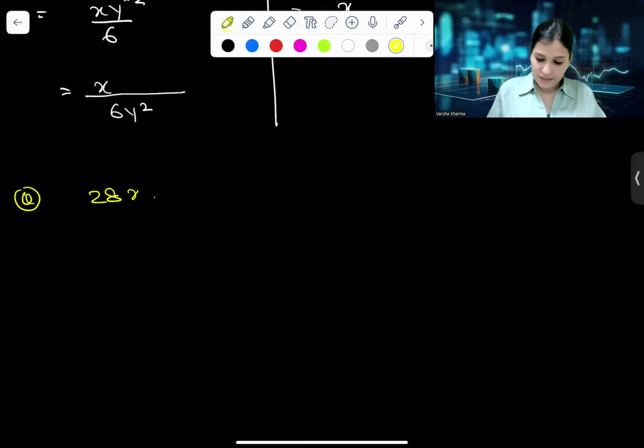Question: (28) x cube 4 to the 4 x power minus 4. This is y square, this is y cube.